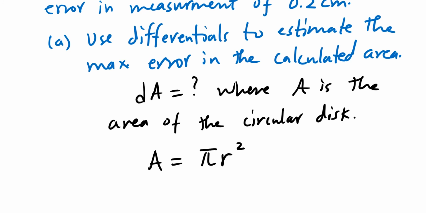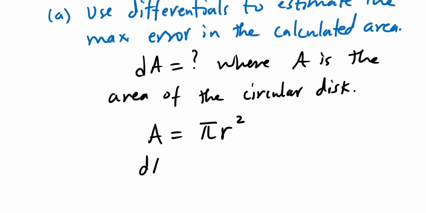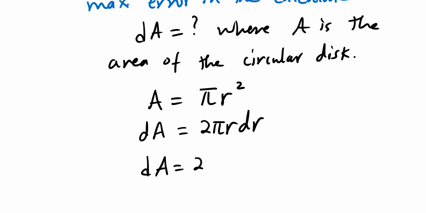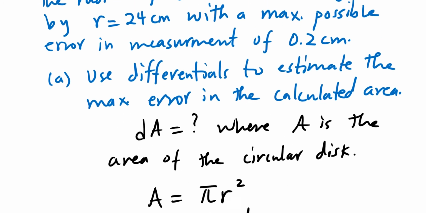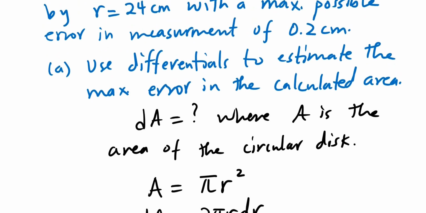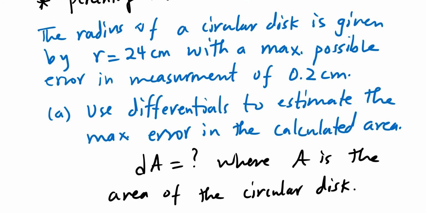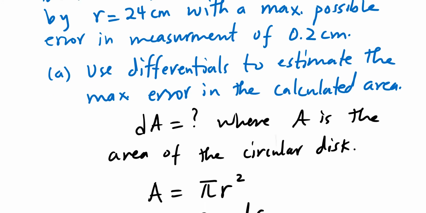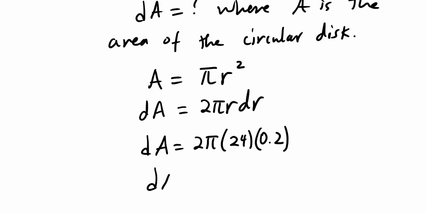We are going to differentiate both sides. So dA equals 2 pi r dr. What they give us here is the radius, which is 24, and they give us dr, which is 0.2. If you read, it says with a maximum possible error in the measurement, that's the maximum possible error in the measurement of the radius, which is 0.2 centimeters. And then if we multiply all of this, it gives us about 30.159.